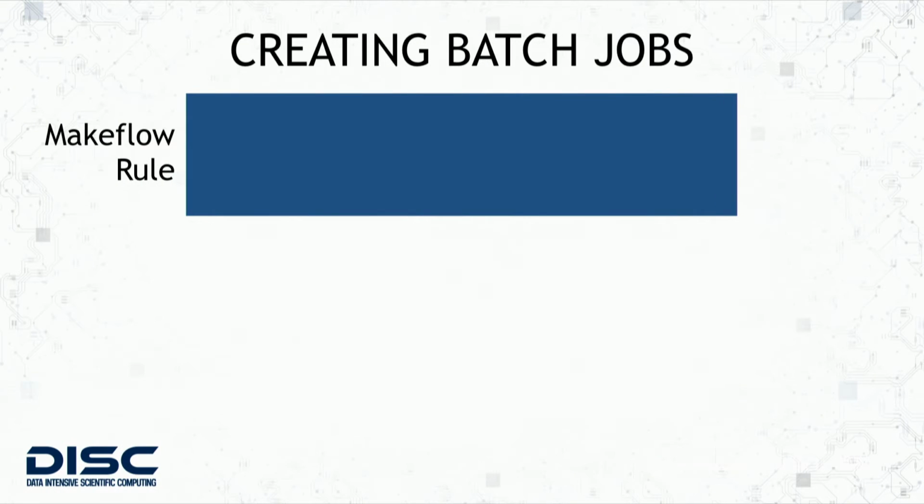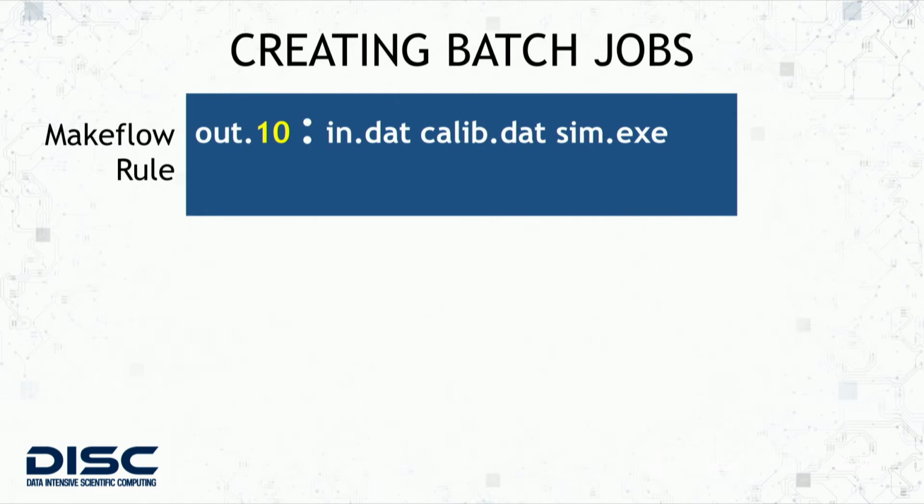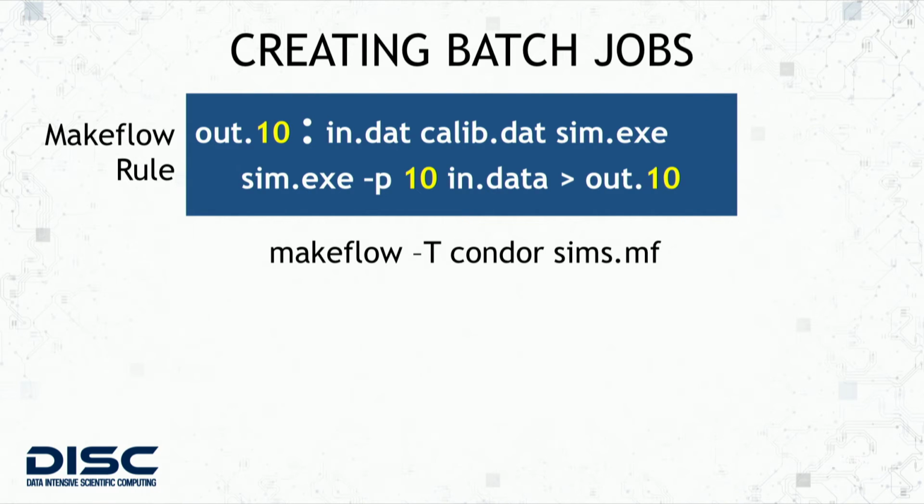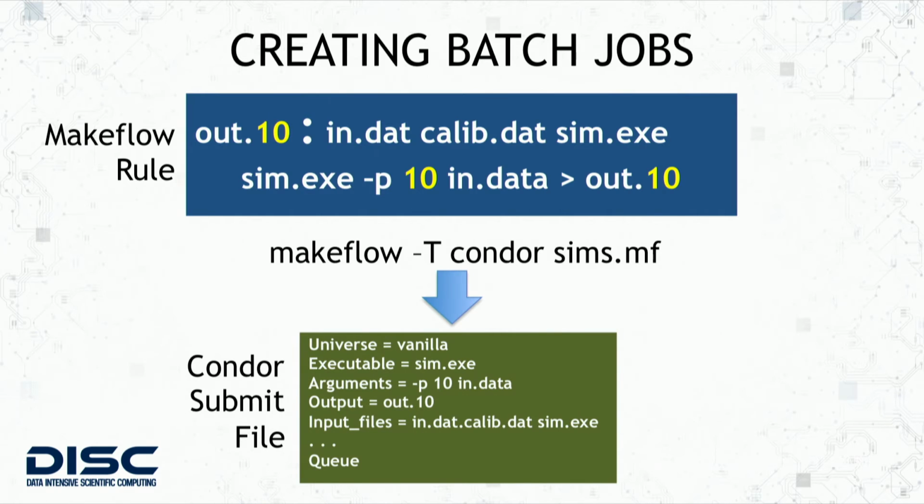So now that you've written your makeflow, how do you use it? Well, suppose we have a simple makefile here with one rule. To actually execute it, you'll enter the command makeflow and specify the kind of batch system that you want to dispatch the job to. In this case, we want makeflow to send jobs to Condor, so we'll say -t Condor. And we'll give the name of the entire makeflow to run. Now what makeflow does is it looks at each rule in turn and generates the detail of the Condor submit file necessary to run it at the local site.